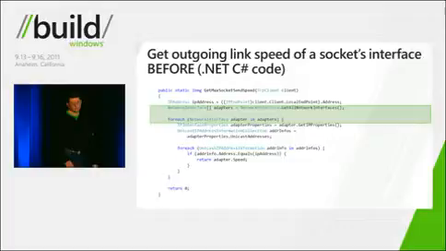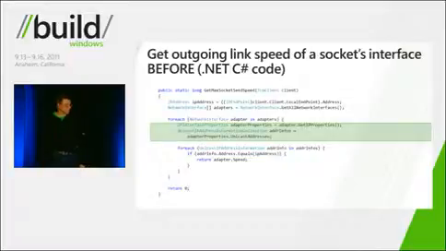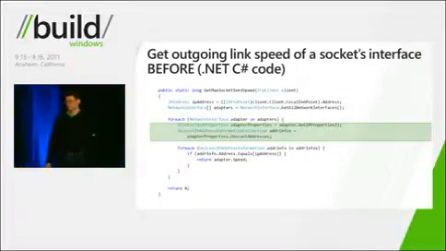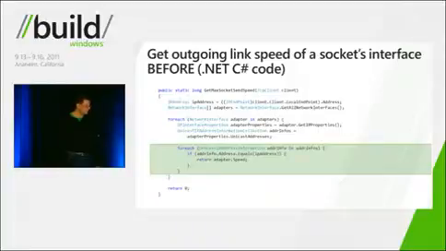Well, we have to enumerate all the network interfaces. So we grab all the adapters, and then we walk the list. For each one, we grab all the IP addresses on that adapter. And again, we're going to walk the list. So we walk the list, and we look for the IP address that matches the one that we were looking for. And then we've got it, and we can look on the adapter and pull out the property of speed.